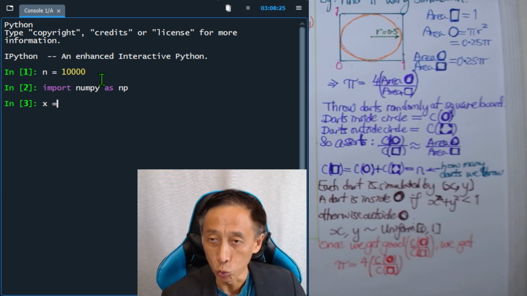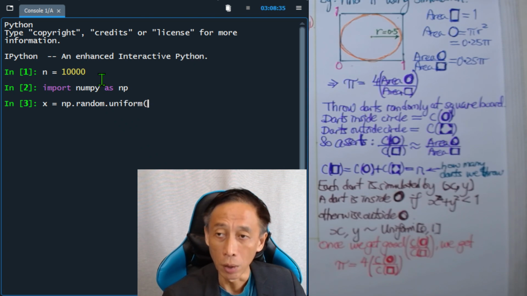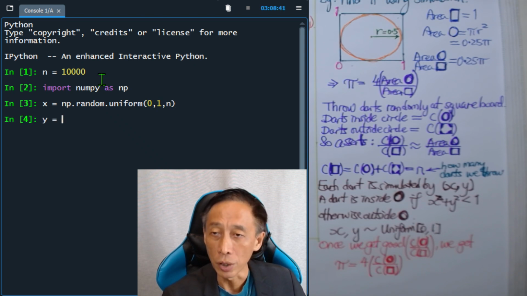So now I'm going to generate the x coordinates by random.uniform, right, from 0 to 1, and give me n of them. That's x. Then I want to generate y, right? Again, same thing, uniform distribution from 0 to 1, n of them. Okay, now I have all the coordinates.